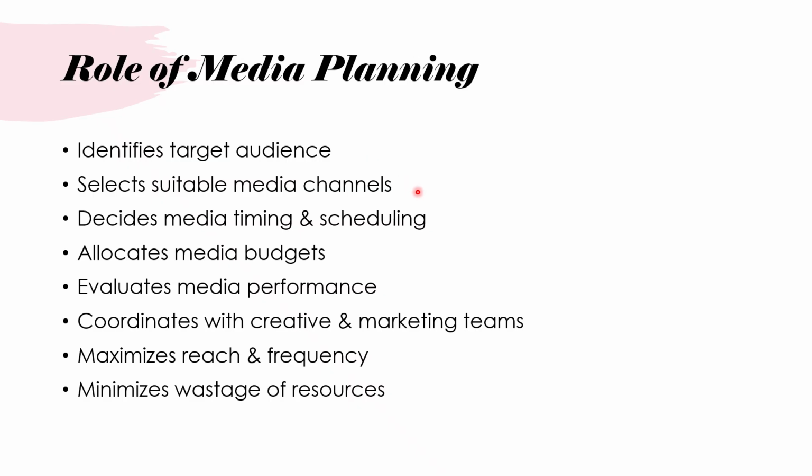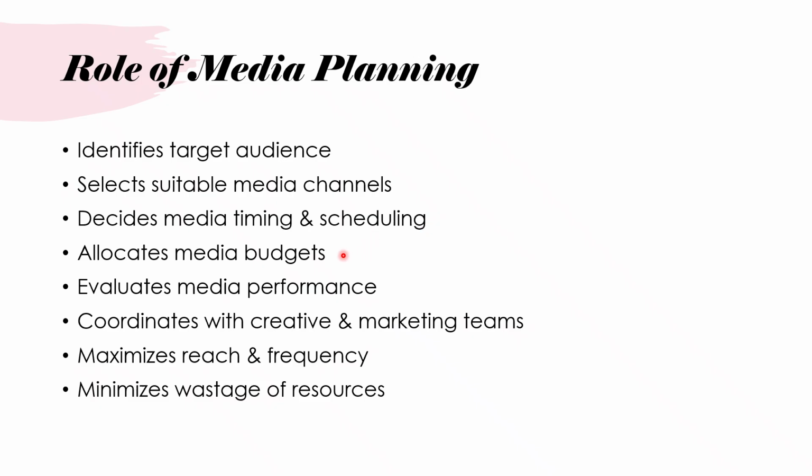Next is that it selects suitable media channels, choosing the best platform, maybe TV, YouTube, print, OTT, radio or outdoor. Like a car brand such as Hyundai prefers TV commercials plus YouTube ads. Next, it helps in deciding the media timing and scheduling. Media planners must choose the perfect time to show the ad. Like Zomato, they run ads heavily during lunch and dinner hours.